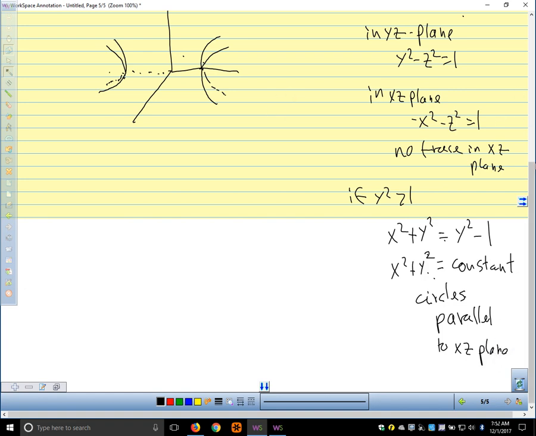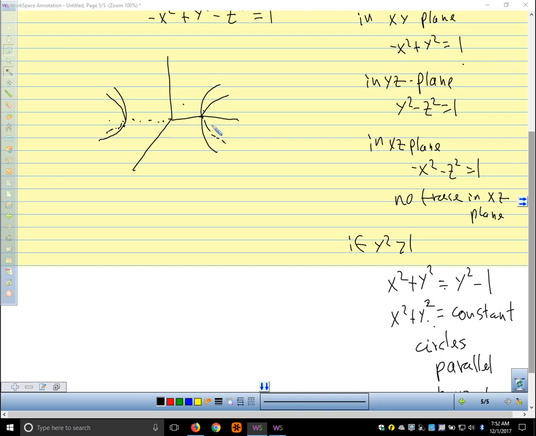So we're going to connect these hyperboloids with little circles, like so. So we get kind of two cup-shaped things facing away from each other. If this were a hyperboloid of one sheet, we'd get a hyperbola that connects them this way.